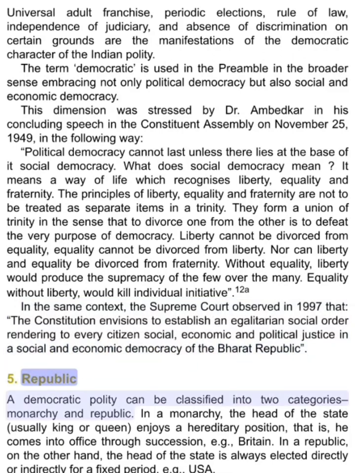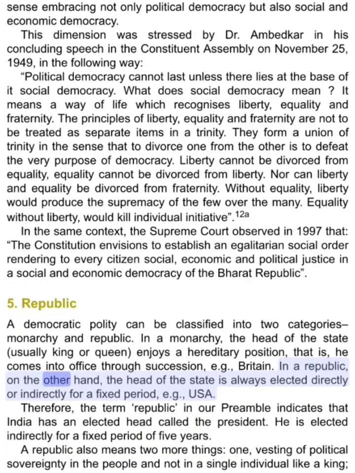5. Republic. A democratic polity can be classified into 2 categories, monarchy and republic. In a monarchy, the head of the state, usually king or queen, enjoys a hereditary position, that is, he comes into office through succession, for example, Britain. In a republic, on the other hand, the head of the state is always elected directly or indirectly for a fixed period, for example, USA.